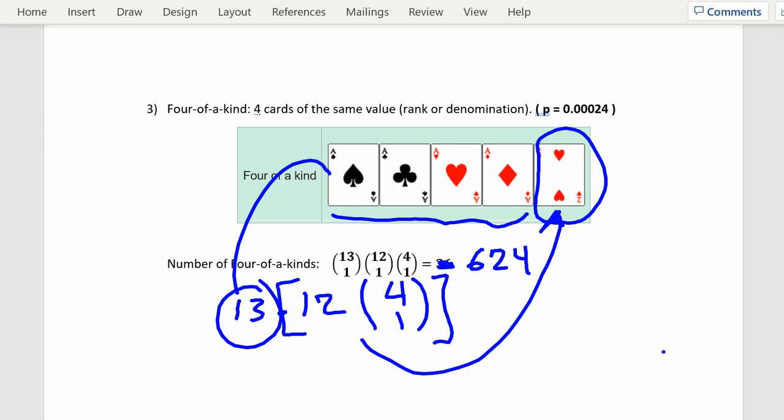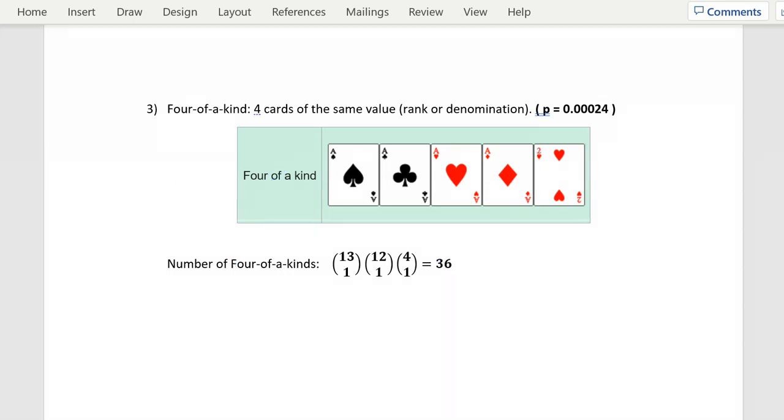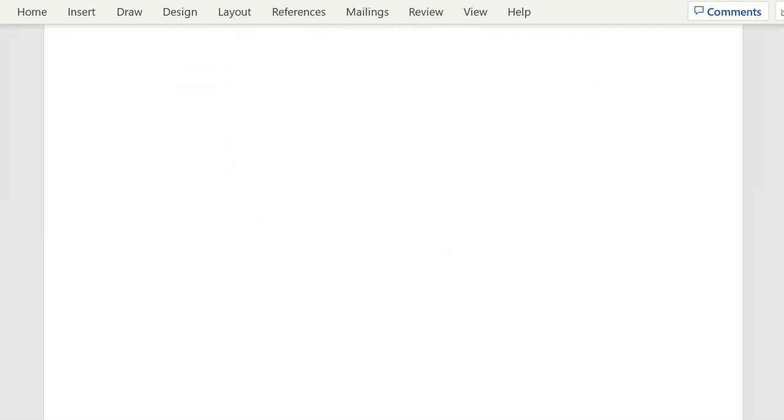Now, let's move on to the next one. For this next categorization, we're going to... So remember, I corrected this one. This was 624. Okay, so please make a note of that one. Now let's continue on to the next one. I'll come back and correct that one.